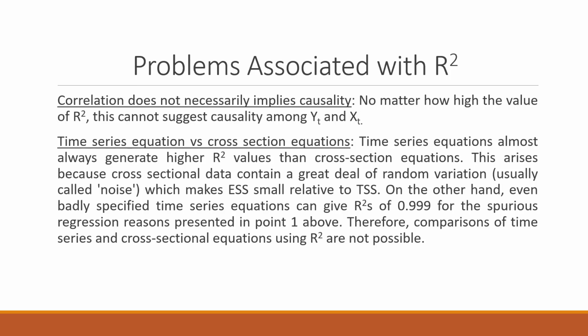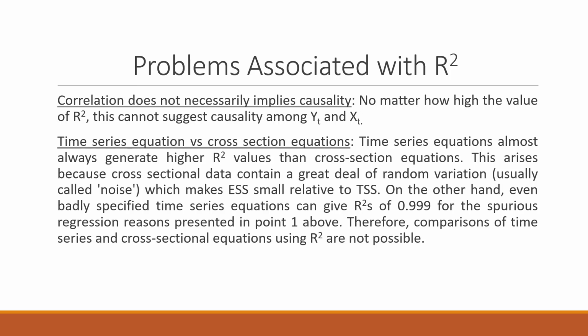Time series equation versus cross section equation. Time series equations almost always generate higher R square values than cross section equations. This arises because cross sectional data contain a great deal of random variation, which makes ESS small relative to TSS. Random variation is very high. ESS is sum of square of errors.